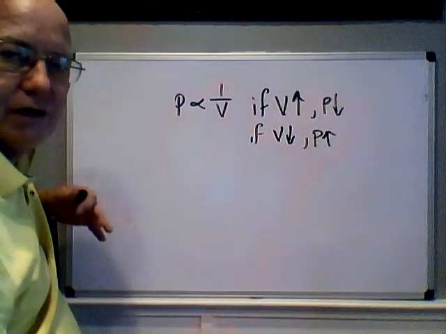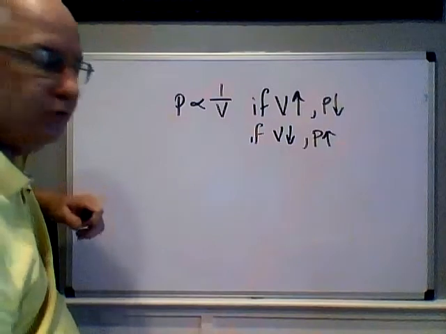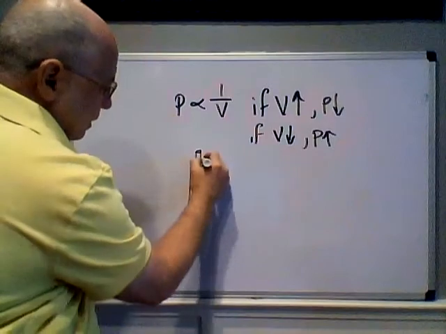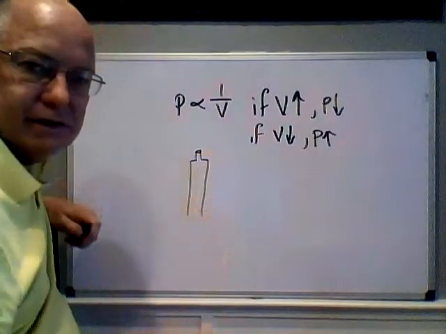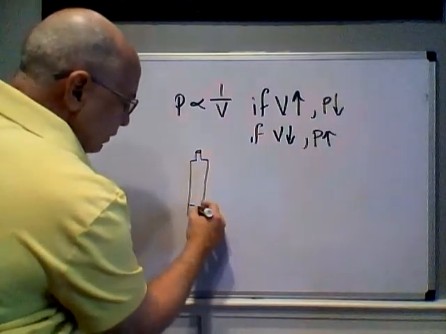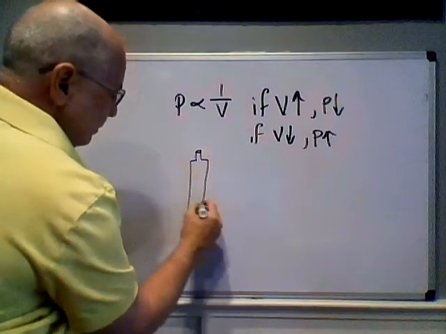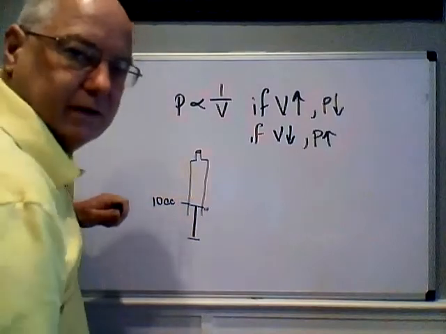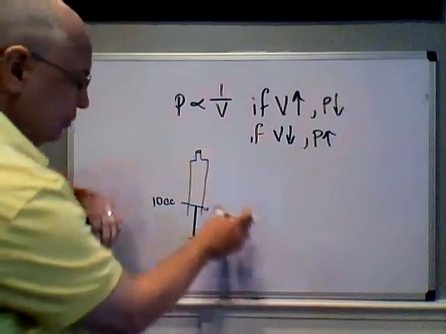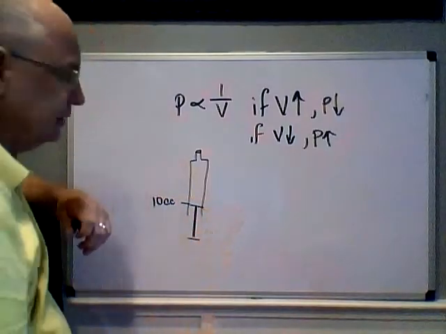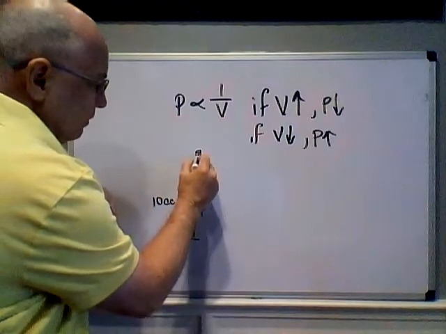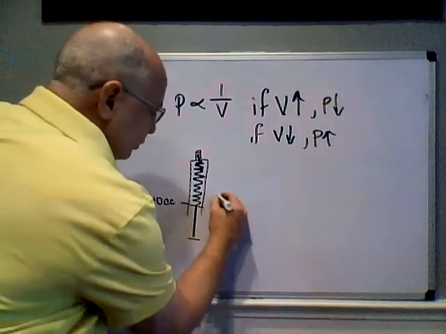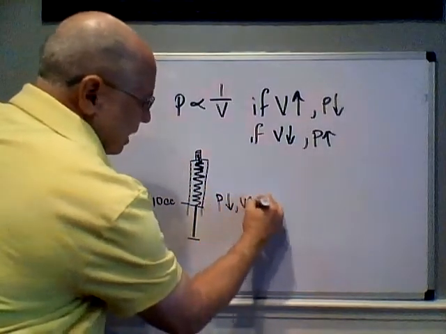Now, to visualize that, one of the things I like to do is think of a syringe. So if I take a syringe here, and let's say I've got a 10 cc syringe, and I have the plunger pulled all the way back, and it's at 10 cc's, or cubic centimeters, or 10 milliliters, which are essentially the same thing. So I can measure the volume of fluid in this syringe. The pressure is low, the volume is high.